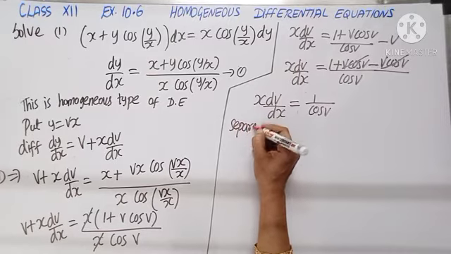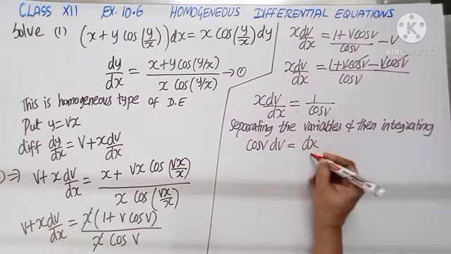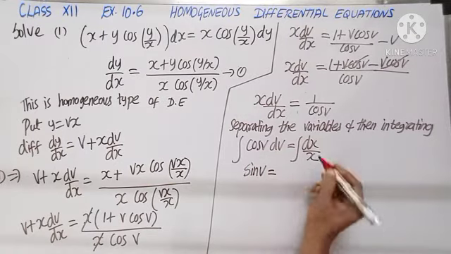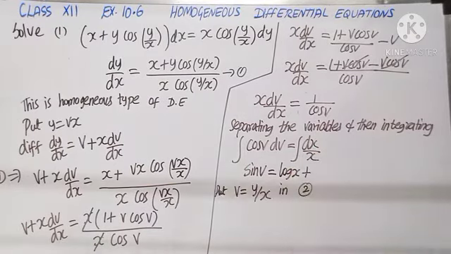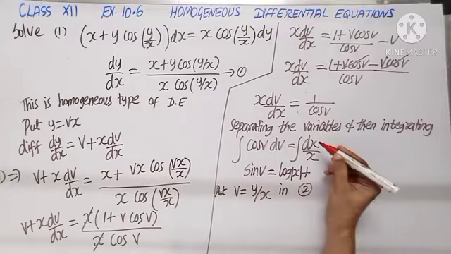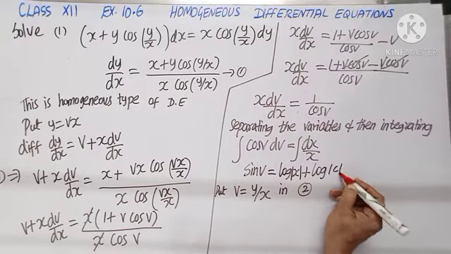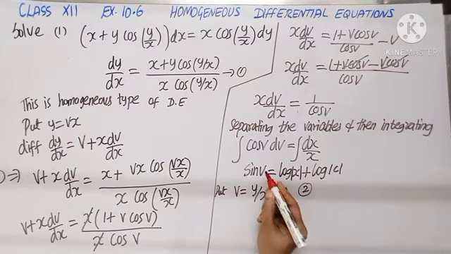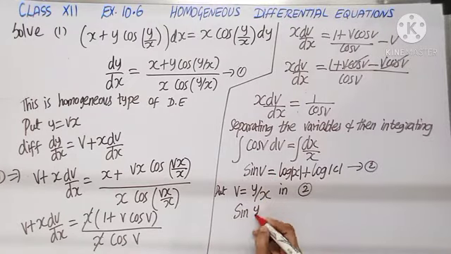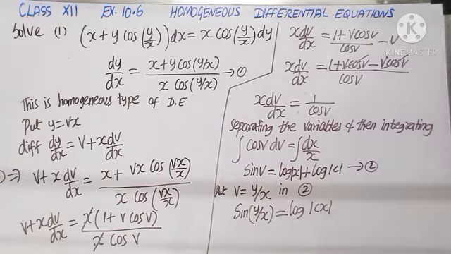Separating the variables and then integrating, we get cos v dv is dx by x. As we integrate, cos v integral is sin v, dx by x becomes log x. Whenever I put log, remember I must put modulus. So dx by x integral is log x plus, let us introduce constant also as log. Wherever y comes, let us put y by x in this equation too. Sin y by x equals log cx, and that is the solution.